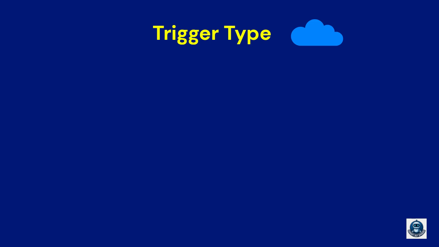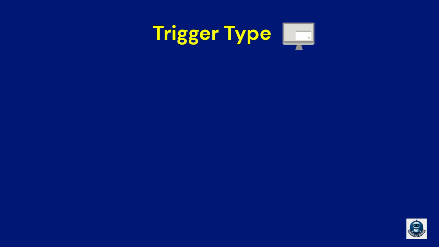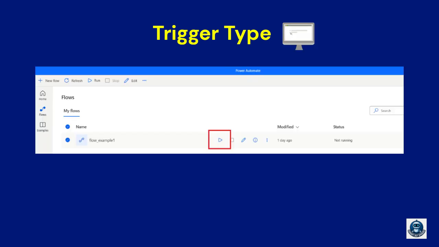Power Automate Cloud flows can be triggered in three ways: either automatically using automated cloud flows and scheduled cloud flows, or manually using instant cloud flows as needed. Desktop flows often run manually or get triggered by cloud flows.